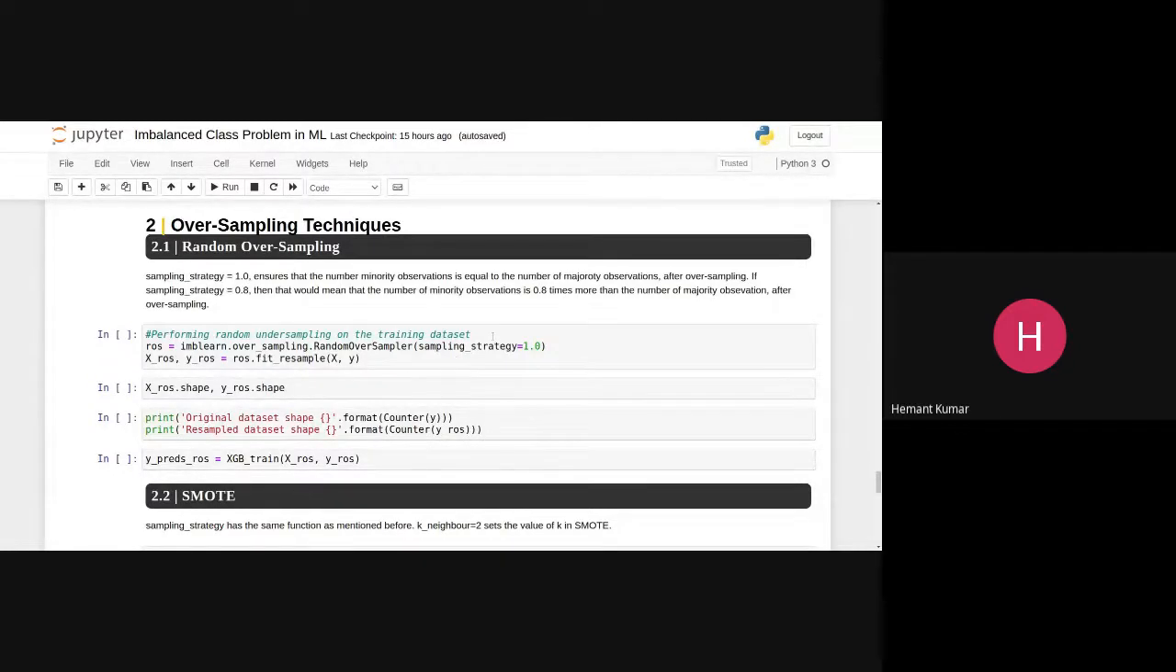And in undersampling, the sampling strategy is 1.2, and in oversampling it is less than 1. So it means the minority observations are 0.8 times the majority class. Here it is 0.8, 0.6 and 0.4. So if we use 0.8, it means we have minority observations 0.8 times the majority observations. So again, we are using this after the training and testing.